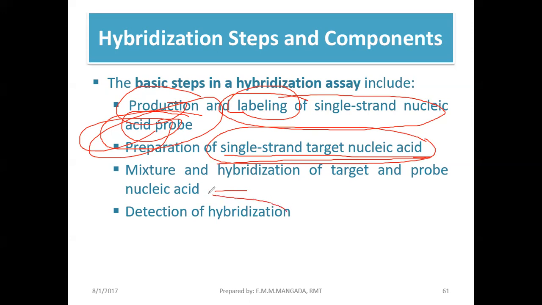And then finally, if there's binding, we will detect the hybridization. If we have used radioactive labels, then we should use autoradiography in reading the result. If we have used fluorochrome, then we use fluorescence microscopy in reading the result.